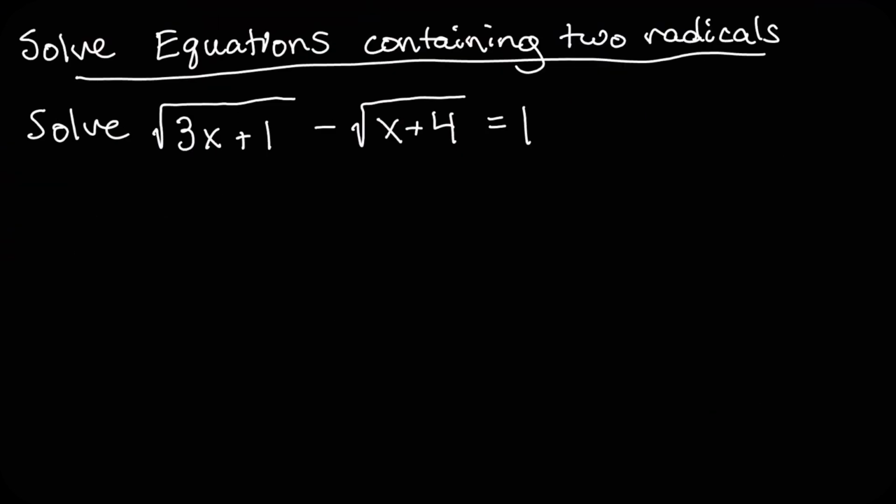Let's look at solving equations containing two radicals. So the first thing we want to do is try to get rid of our radicals here, and we can do that by isolating one of the radicals onto one of the sides. So go ahead and add the square root of x plus 4 over to your right hand side.